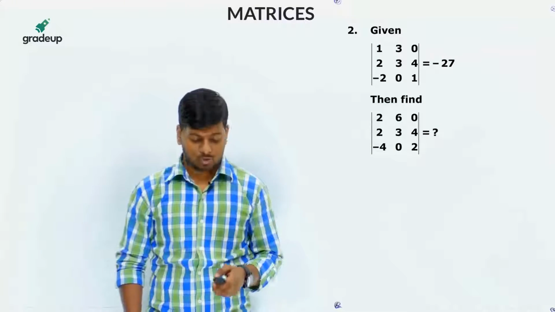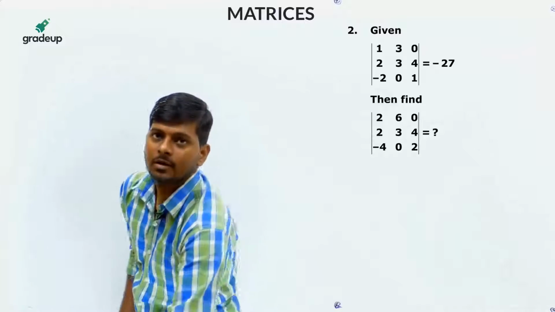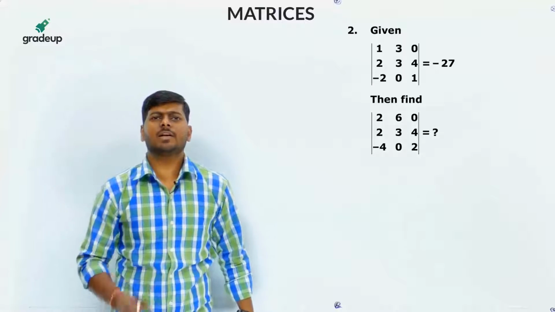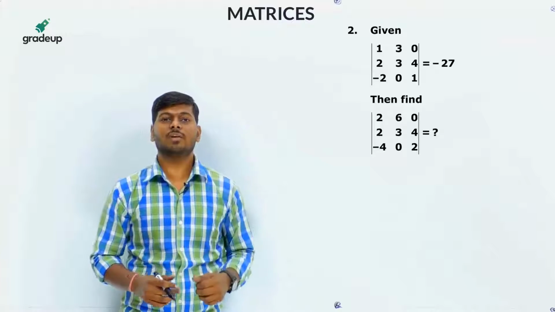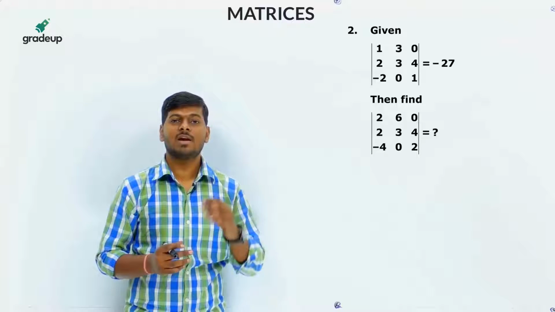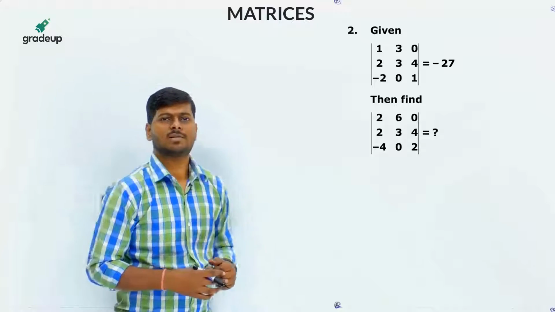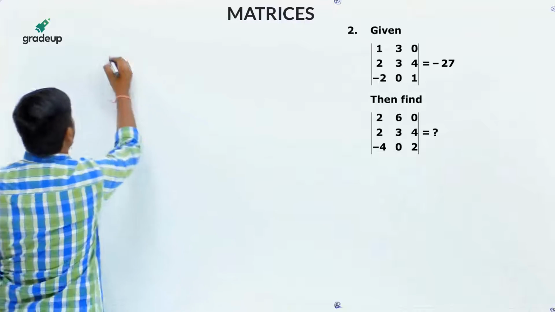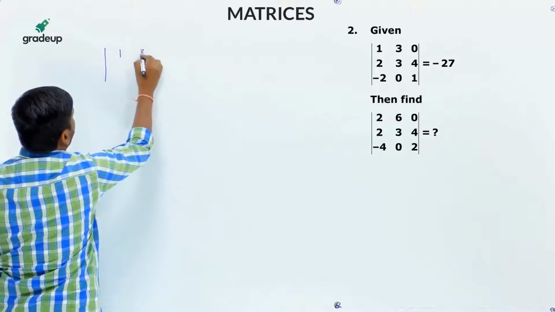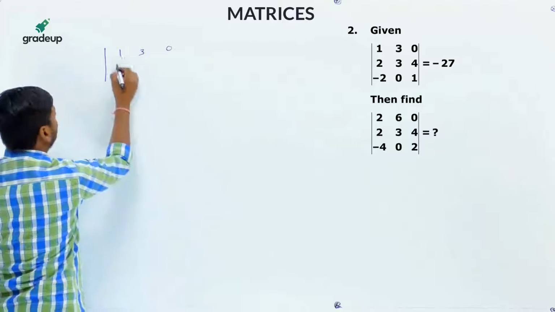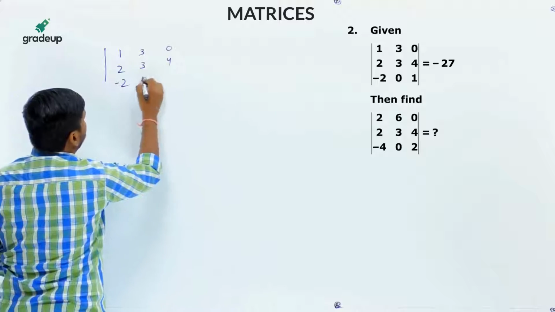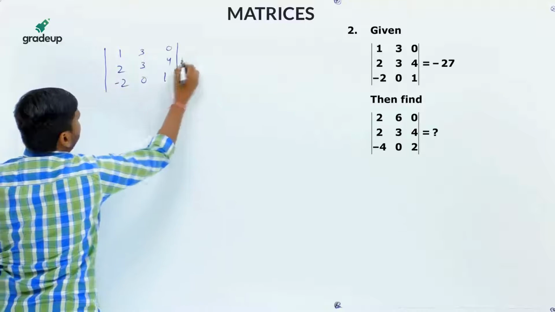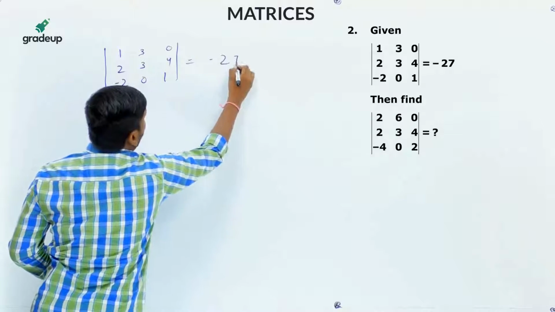Now let's see one more question. The question is, it is given that the determinant of some matrix is equal to minus 27. Then we have to find the determinant of the second matrix with the help of the first matrix. So I will write the first matrix here. 1, 3, 0, 2, 3, 4, minus 2, 0 and 1. The determinant is given here as minus 27.